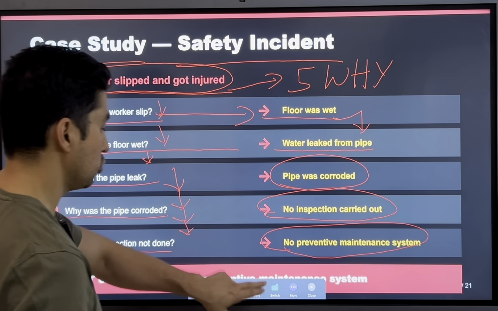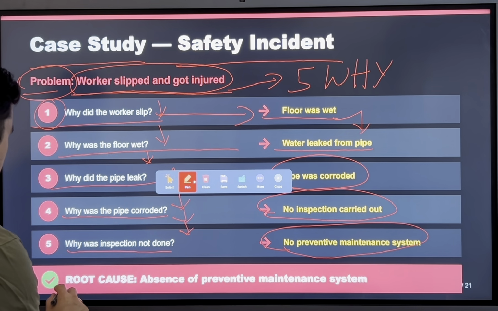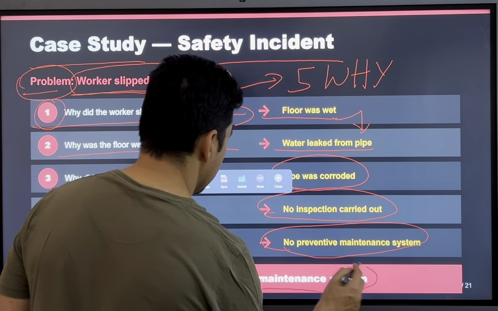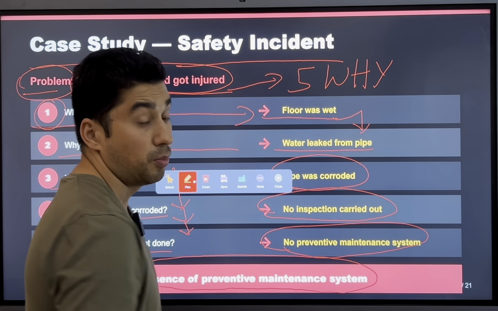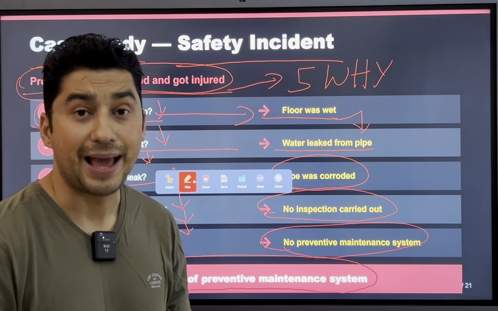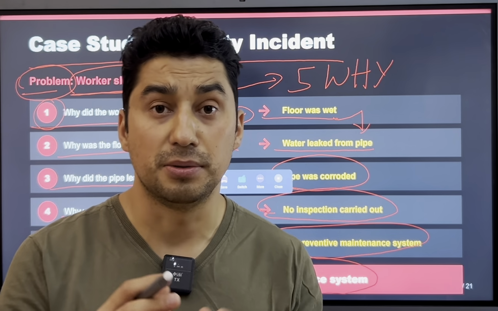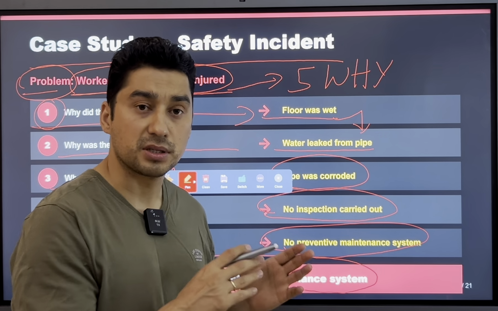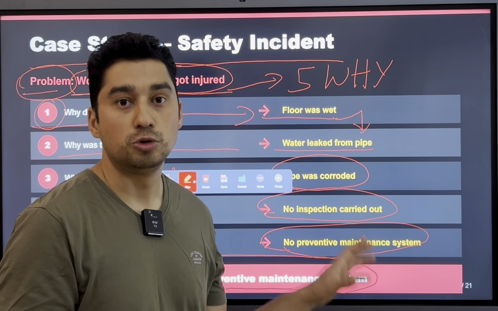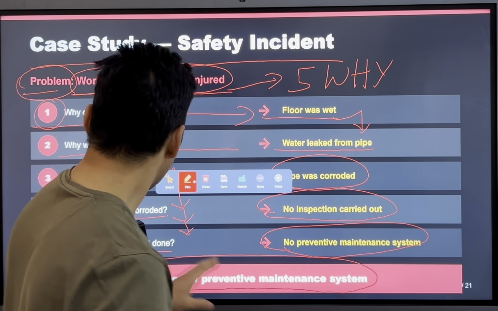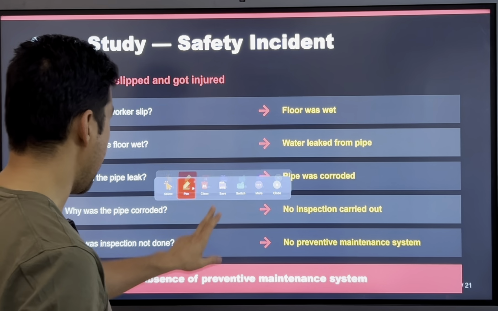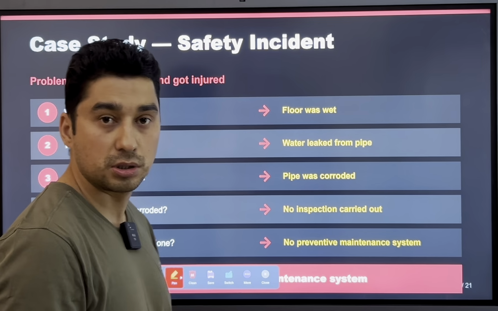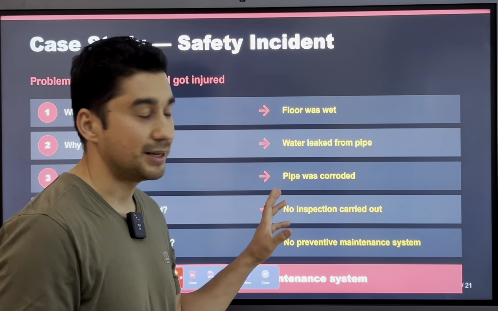So what is the root cause here? The real root cause here, you can see, is the absence of a preventive maintenance system. Most of the time, whenever you get any issues related to the system, then we can say that yes, there is a problem in the system and this is our root cause. So once you reach here, you can say that you have achieved the root cause of the particular incident.